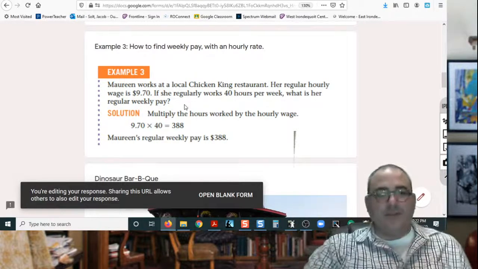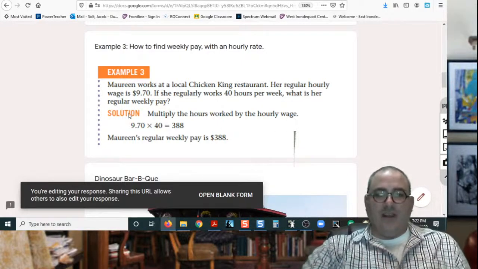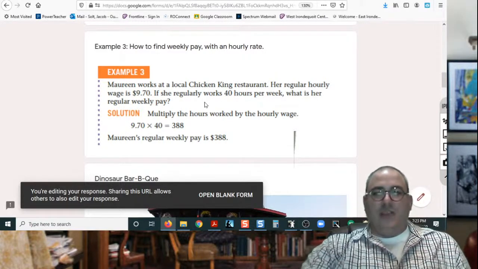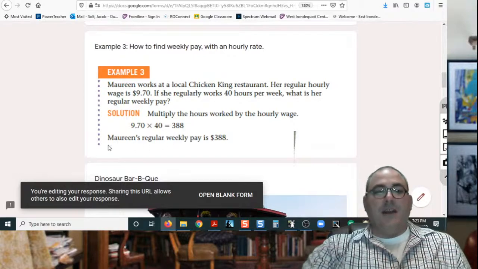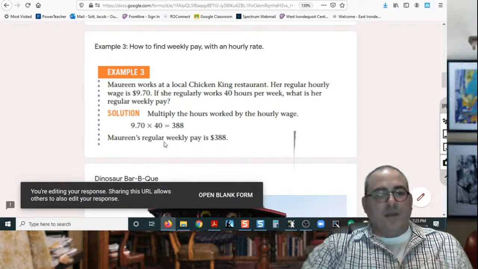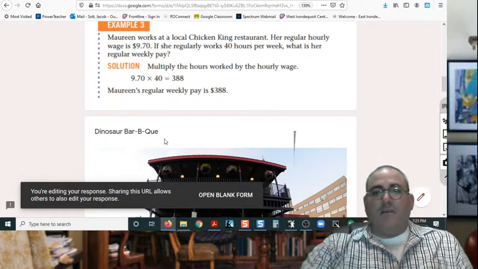Well, here's the solution. Multiply the hours by the hourly wage. So for instance, Maureen here gets paid $9.70 per hour. She worked 40 hours, so $9.70 times 40 equals 388. Maureen's regular weekly pay here is $388. Fairly straightforward, right?